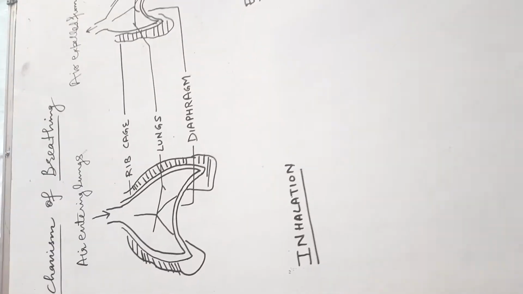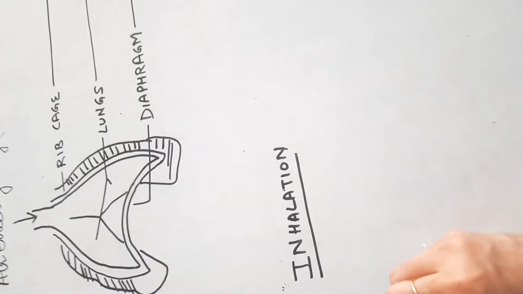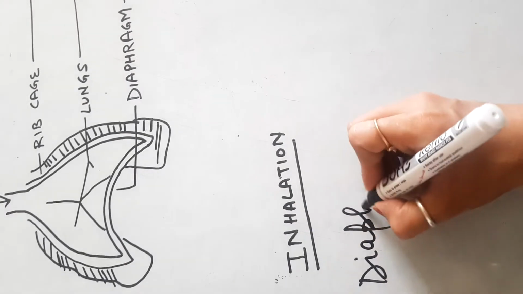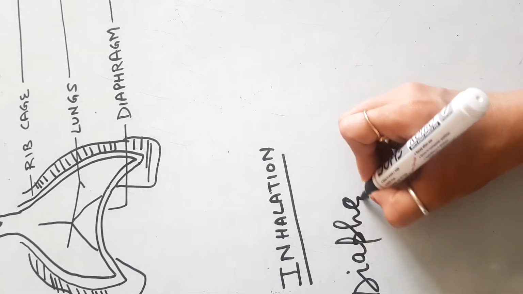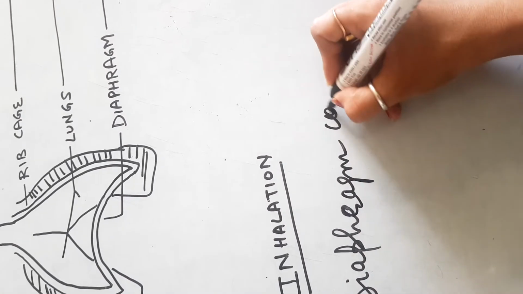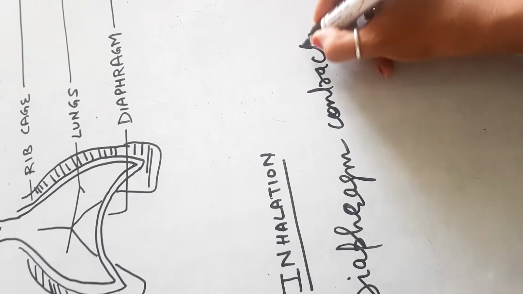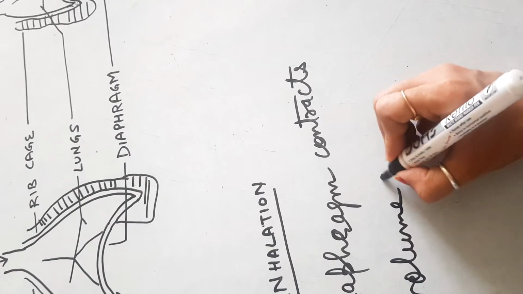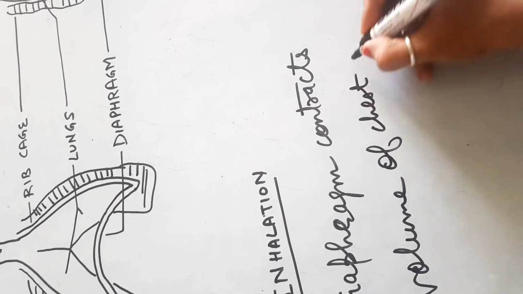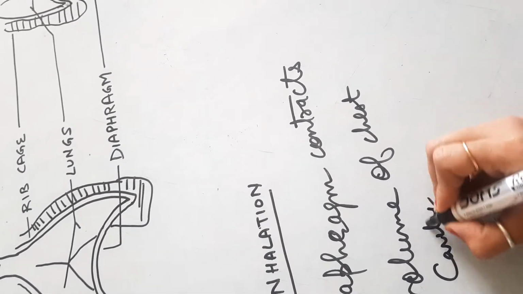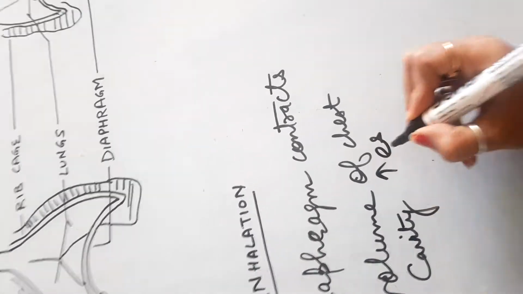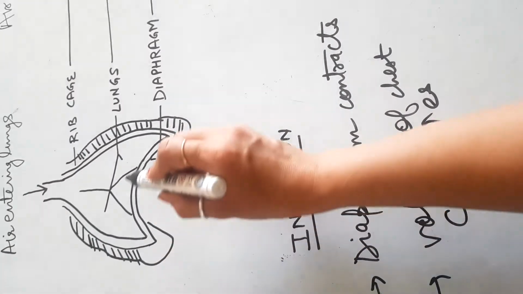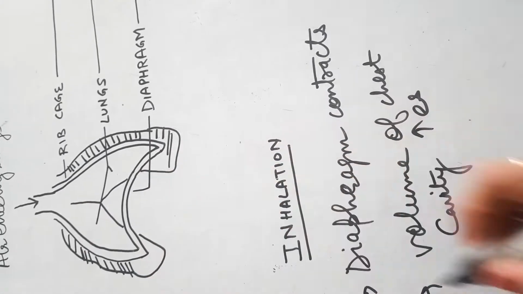So how does inhalation take place? When we breathe in the air, the diaphragm contracts. The diaphragm, which is holding our lungs, gets contracted, and when it contracts, the volume of the thoracic cavity or chest cavity increases. Due to this expansion of the thoracic cavity, the pressure in the lungs decreases.